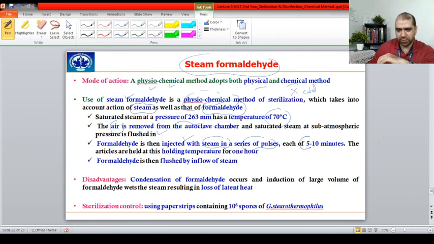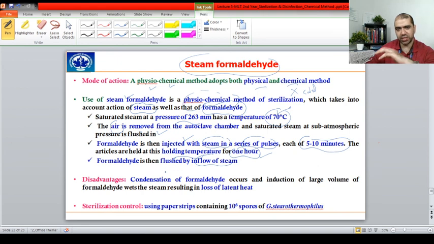Each pulse will last for 5 to 10 minutes, and the articles are put at a holding temperature. It means the temperature has to be constant around 70 degrees Celsius. The time for the sterilization is 1 hour. In an autoclave, you should remember the pressure is 15 per square inch for 15 minutes, but this is a different thing. Formaldehyde is then flushed out by the inflow of steam.